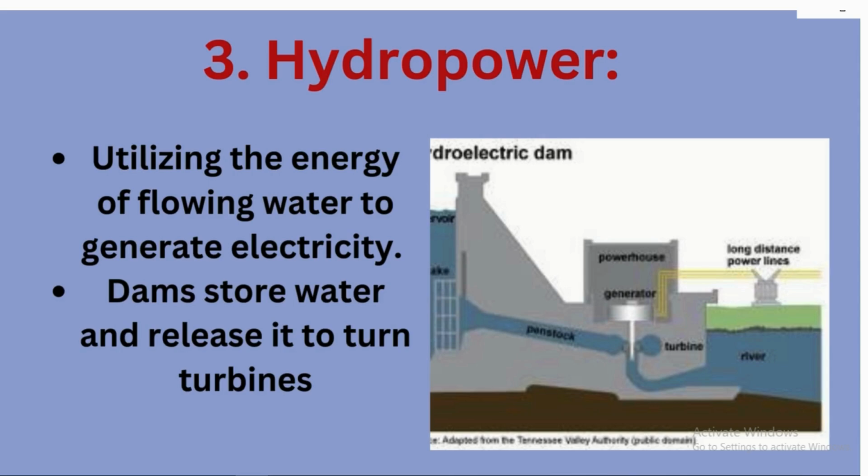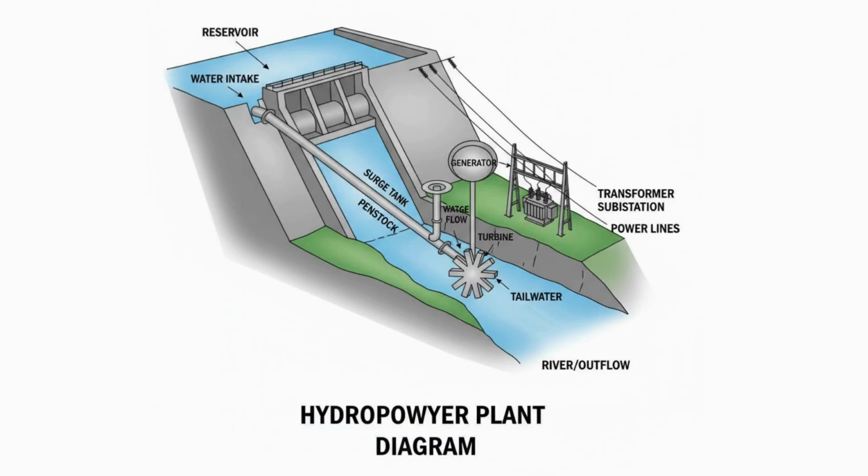The third example of a renewable energy source we call hydropower. Hydropower can be defined as utilizing the energy of flowing water to generate electricity. An example of hydropower is dams that store water and release it to turn the turbines. We can show how it works with this diagram.